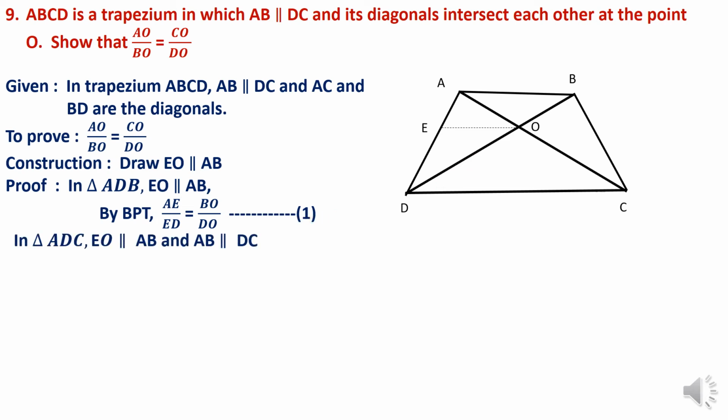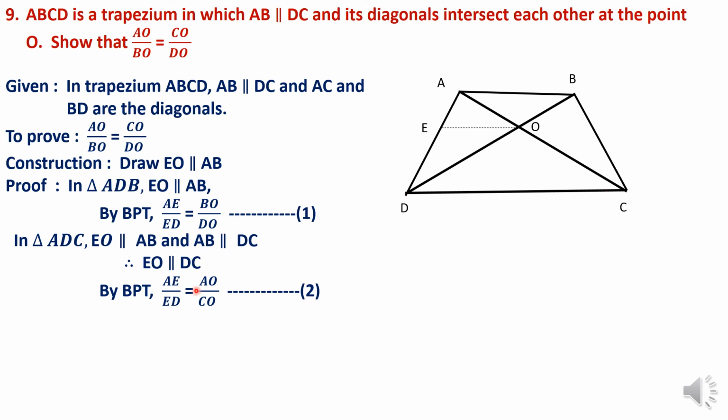Now consider the triangle ADC. EO is parallel to AB by construction, but given that AB is parallel to DC, therefore EO is parallel to DC. By applying BPT, AE upon ED is equal to AO upon CO. Consider this as equation 2.